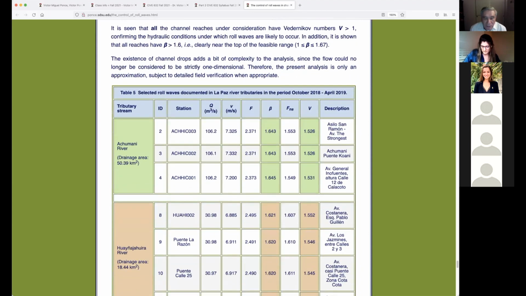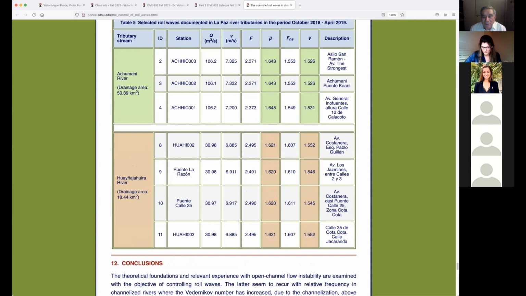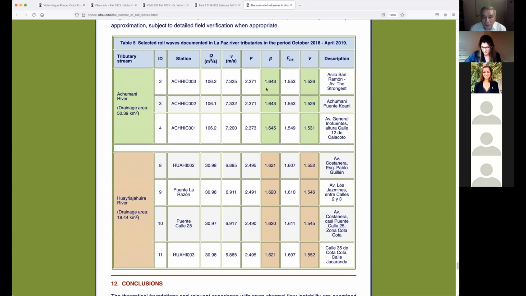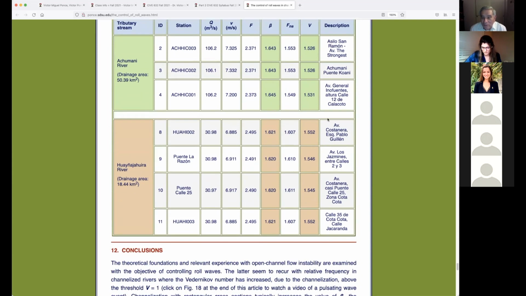Okay, so please review this stuff. It's kind of detailed, but we got the betas in here, the Achumani. Look at the betas that we calculated on the Achumani. Of course, this is going to fail. 1.6, I already told you, anything above 1.4 is dangerous. 1.6, 1.6, 1.6, right there. Vedernikov, 1.5, 1.5.